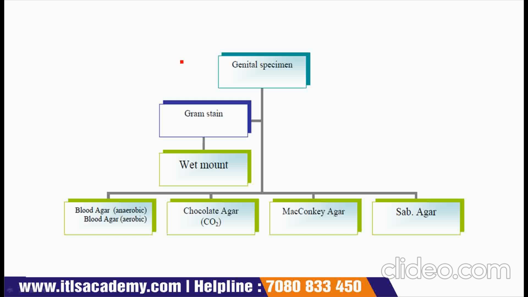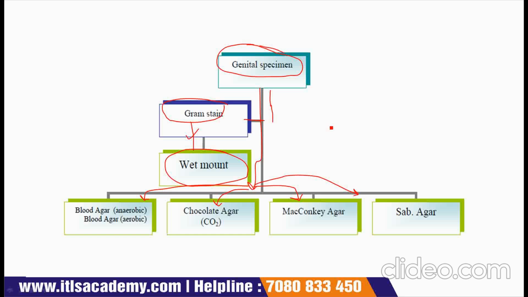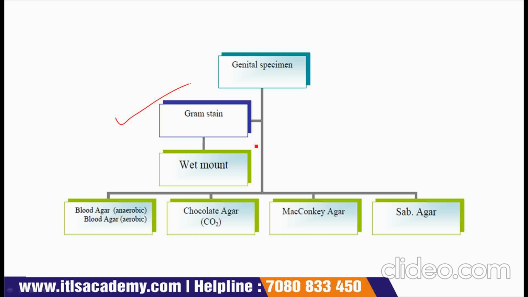Here is culturing process is given. You can see this is genital specimen. Genital specimen is taken, gram staining is done, and after gram staining there is another process, that is wet mounting. Wet mounting is done, and then this specimen is given for culture. Culture include blood agar, chocolate agar, MacConkey agar and Sabouraud agar. This is the culturing procedure.